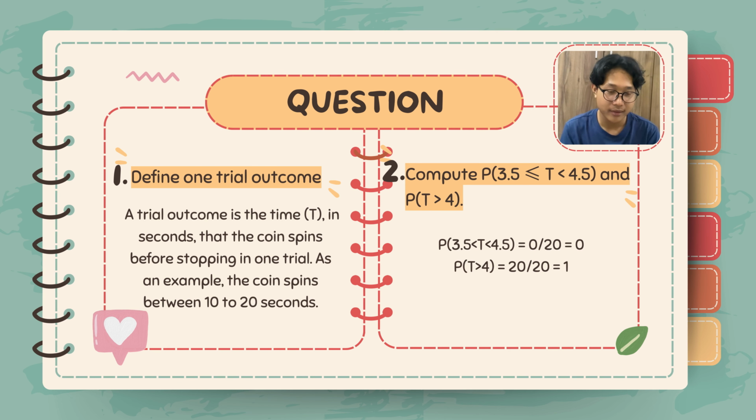Let's answer the questions. Question number 1 is define one trial outcome. The trial outcome is the time t in seconds that the coin spins before stopping in one trial. As an example, the coin spins between 10 to 20 seconds. Question number 2, compute probability of t more than 3.5 and less than 4.5, and probability of t more than 4. For the first one, P(3.5 < t < 4.5) is equal to 0 over 20, and we get the answer is 0. The next one, probability t more than 4, is 20 over 20, which is equal to 1.